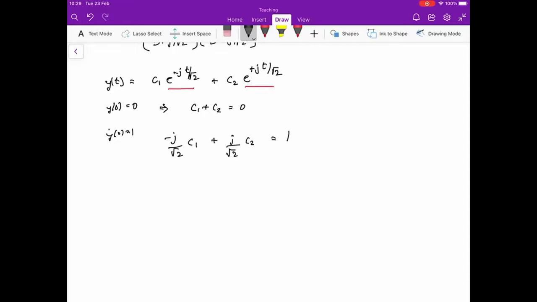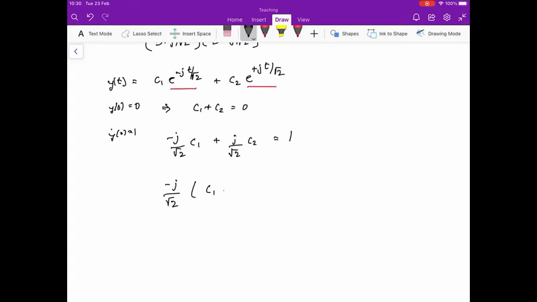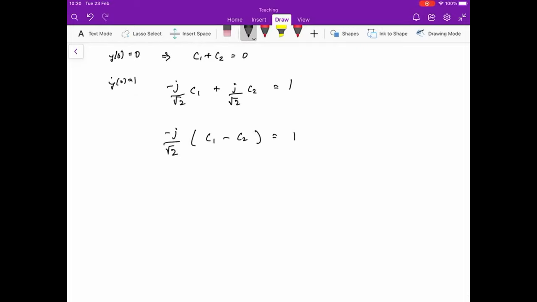And we can rewrite this as just C1 minus C2. Actually, let me do the steps because I just want to make sure I'm doing it right. So this is going to be minus j over square root 2 times C1 minus C2 equals 1. And if you multiply throughout by j, this becomes 1, and then this becomes j. And so we get C1 minus C2 equals root 2 j.